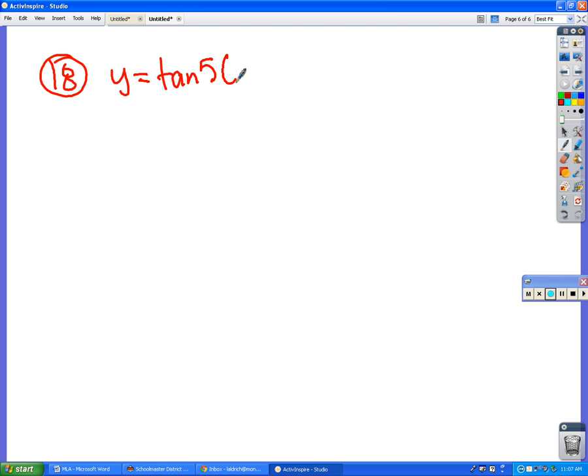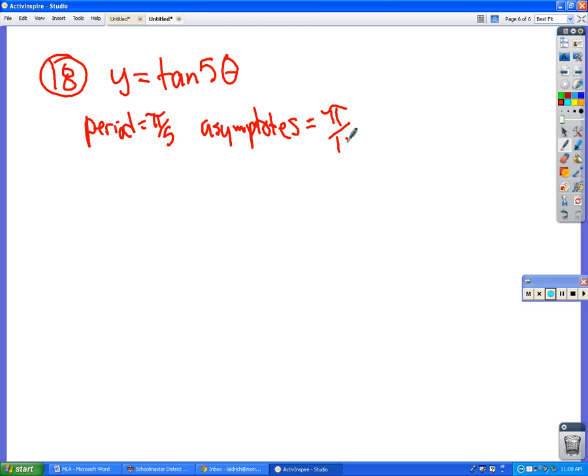Okay, 18, you know what the period is, right? Pi over 5. Yeah. And so the way we can find one of the asymptotes is the first one's going to happen at half of the period. So pi over 10. And the other one's just the opposite side.